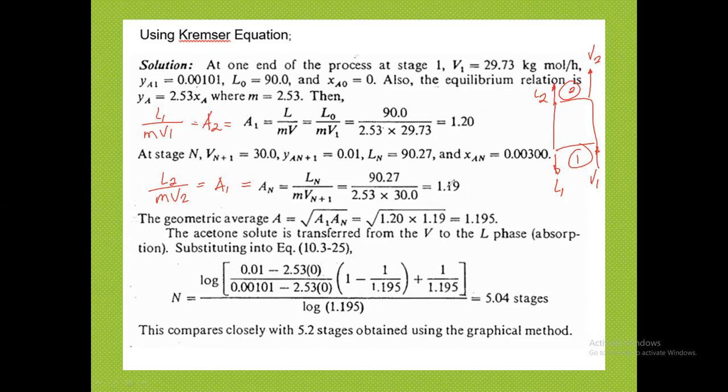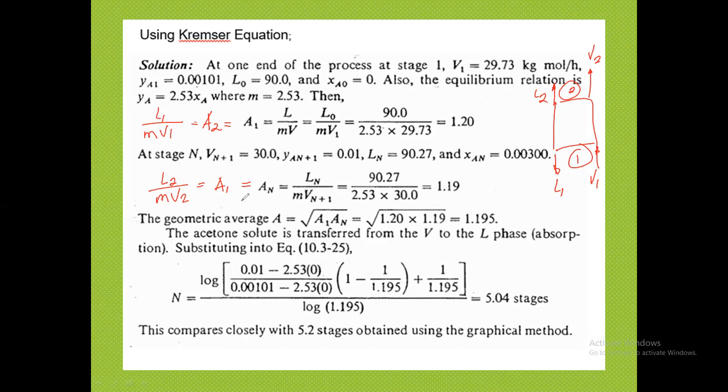You could see that there's a slight difference in the absorption factors. Meaning your operating line is not really 100% straight. So it has some degree of curvature. Okay? You take the geometric mean. So this is the geometric mean of the 2 absorption factors.